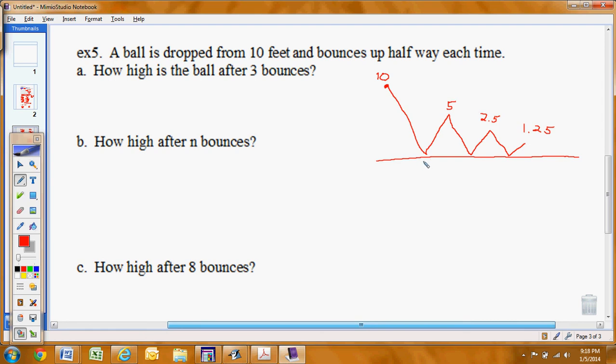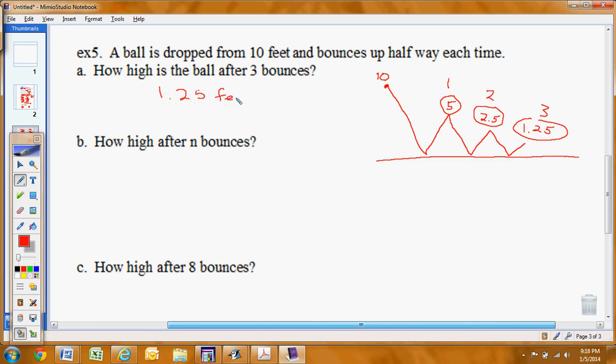So I want to make sure we understand that this was how high it was after the first bounce. Like this 10, it hadn't been bounced yet. So this was really the first term. That's after 1 bounce. This is after 2 bounces. This is after 3 bounces. So how high is the ball after 3 bounces? 1.25 feet is the correct answer.